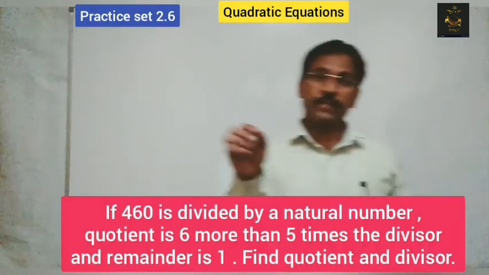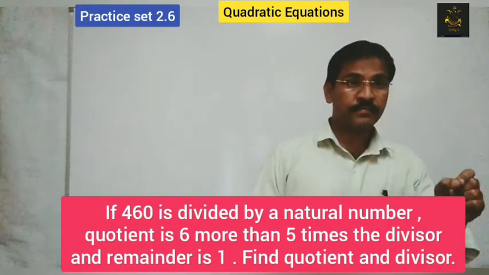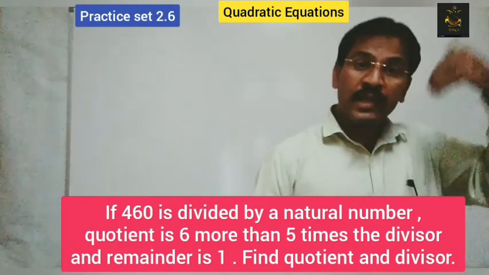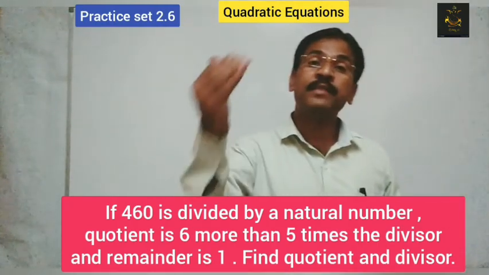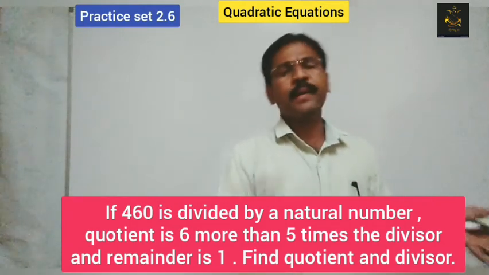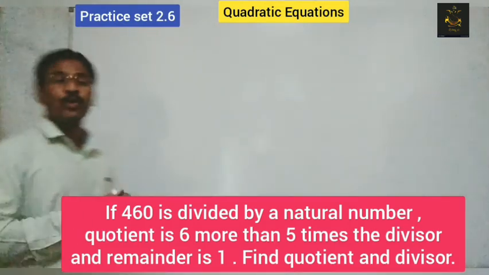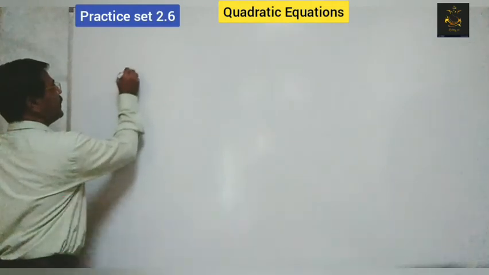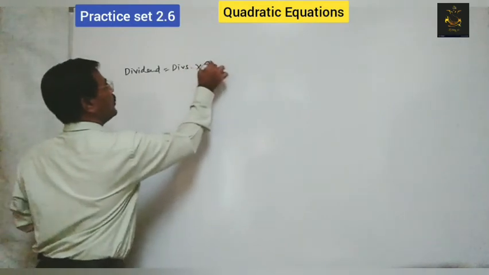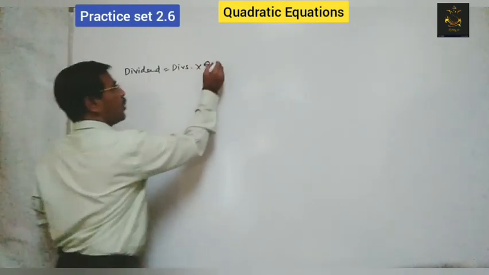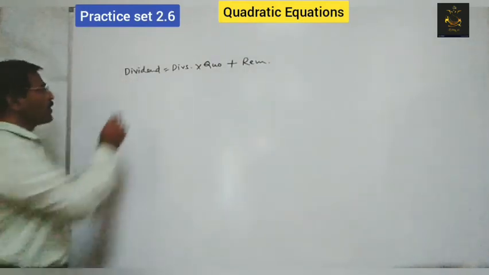If 460 is divided by a natural number, then the quotient is 6 more than 5 times the divisor. And the remainder is 1 is given to us. And we have to find the quotient and divisor. Look here, as we know, that is very, very important: dividend is equal to divisor into quotient. Yes, this one we already discussed in 9th standard. This is very important.